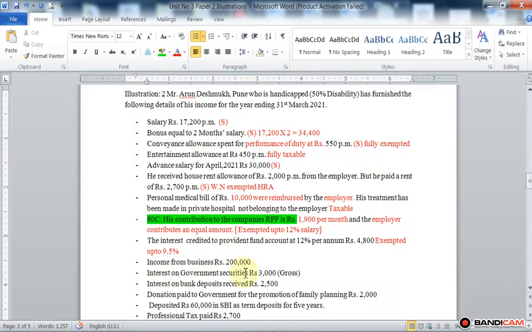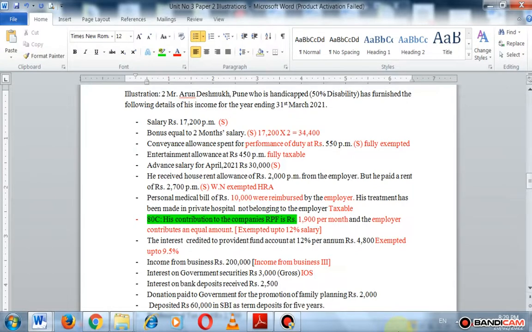Then income from business is another head of income, head number three. Next, interest on government securities, 3,000 gross, is income from other sources, head number 5.